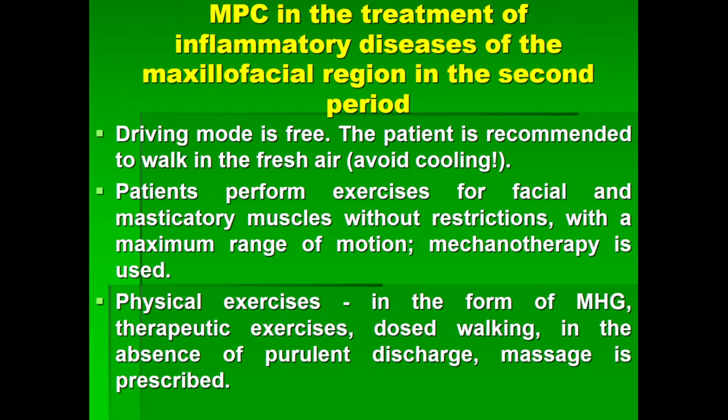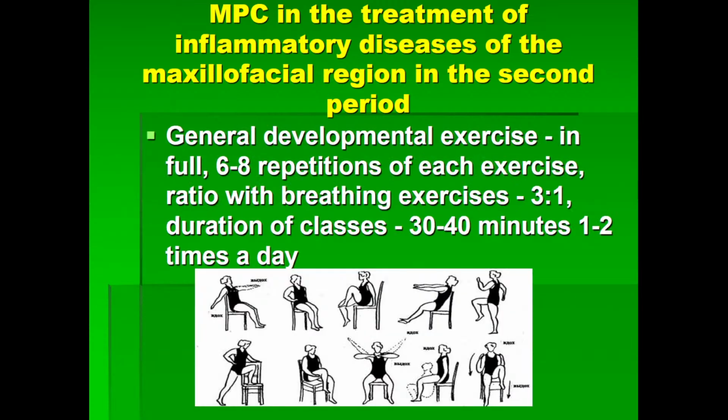Physical exercise is provided in the form of morning hygienic gymnastics, therapeutic exercise, dosed walking. In the absence of urine discharge, massage is prescribed also. General development exercise in the second period, full 6-8 repetitions for each exercise. The ratio with breathing exercise should be 3 to 1.